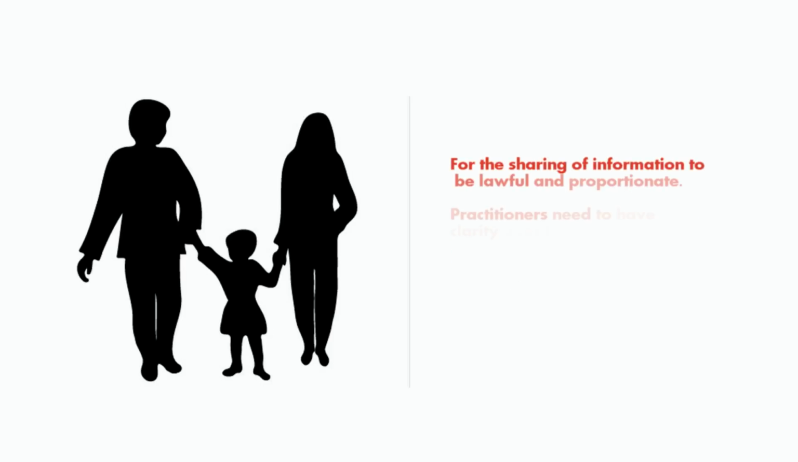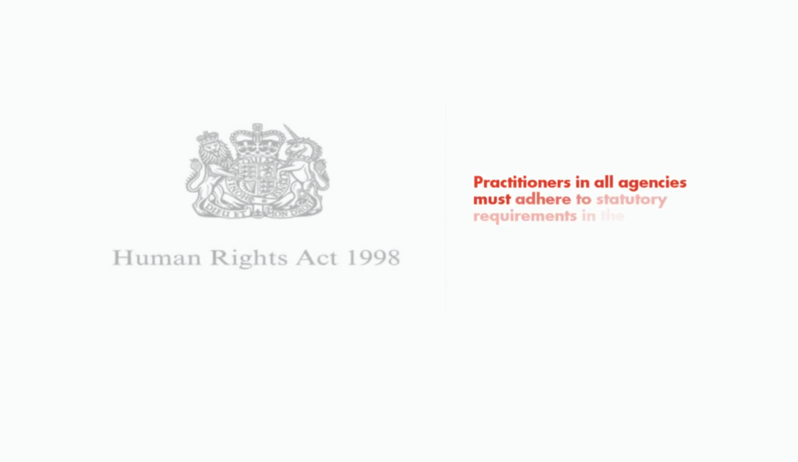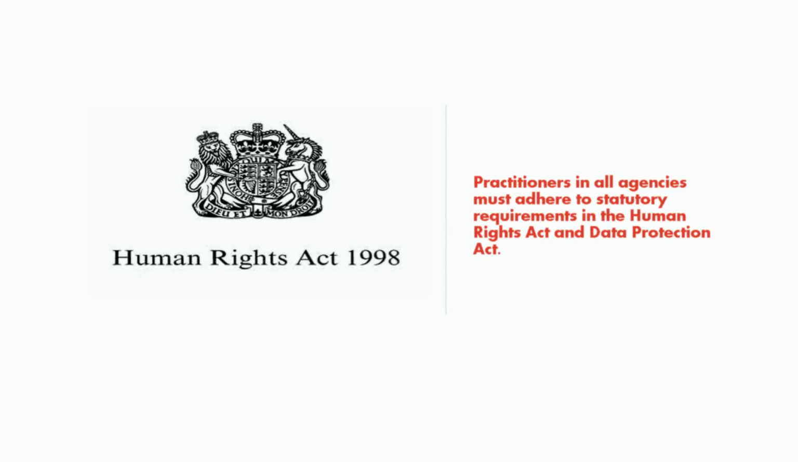For the sharing of information to be lawful and proportionate, practitioners need to have clarity about gaining consent from parents, carers and children to enable different agencies to share information with each other. Practitioners in all agencies must adhere to statutory requirements in the Human Rights Act and Data Protection Act. Consent to share information must be both informed and explicit.